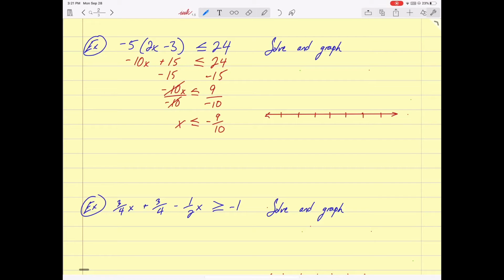So choose a place. I'll go here, -9/10. And since we're dealing in tenths, I'll make all of these negative tenths. And so we have a situation here where we have the less than or equal to, so this is a filled circle at -9/10. And then these are numbers less than or equal to that number, so numbers that are more negative, which would be this direction.